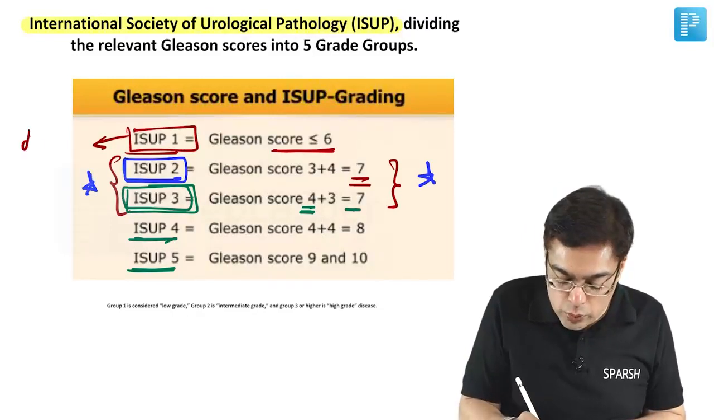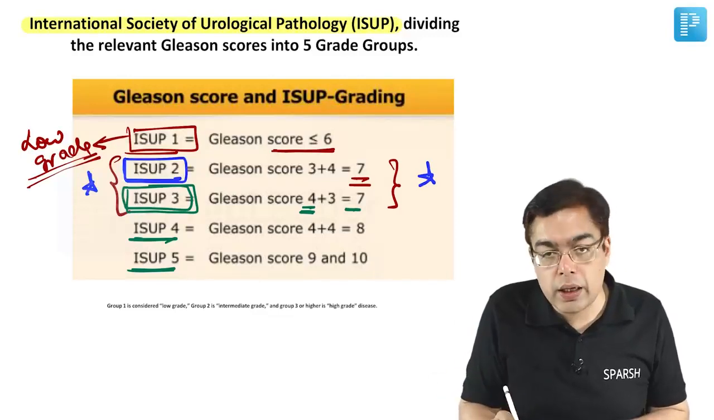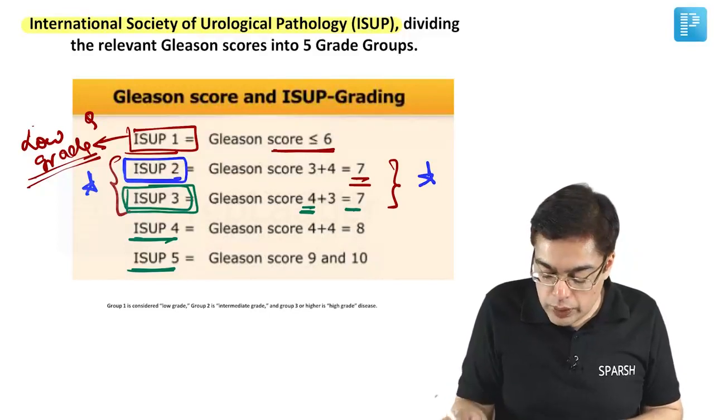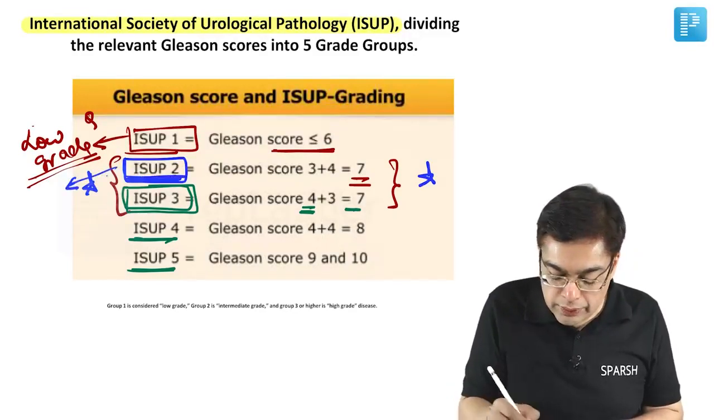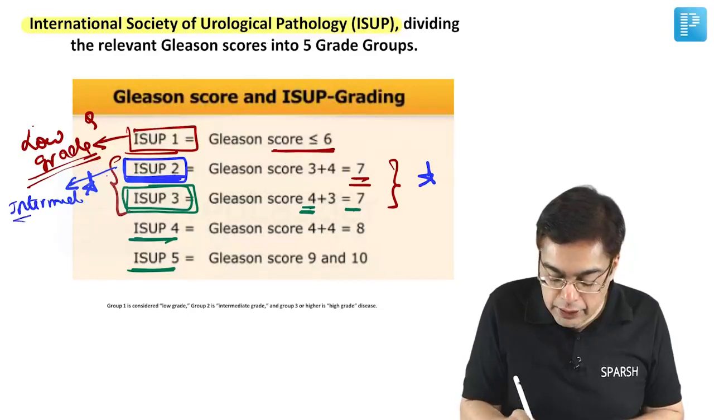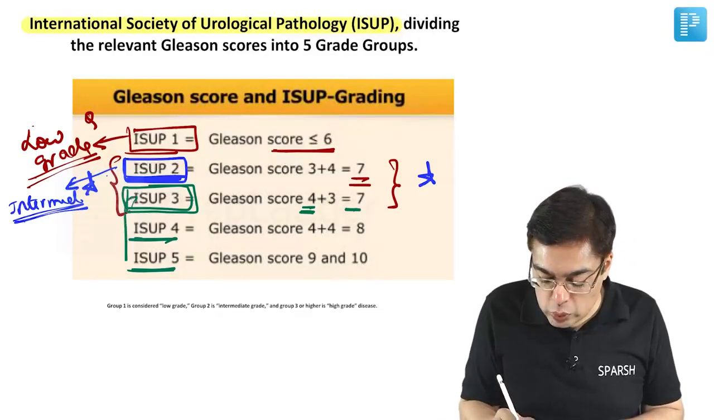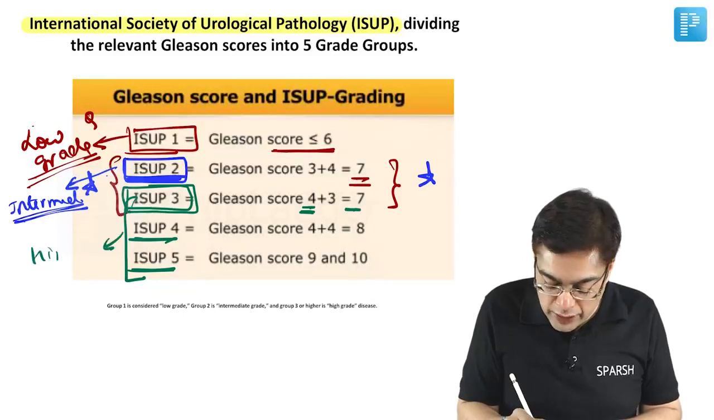So group 1 is what is going to be given the name of a low grade prostate cancer. Please remember that. Group 1, ISUP 1 is a low grade prostate cancer. The group 2 is what is going to be given the name of an intermediate grade. But as and when you are making a mention of anywhere close to group 3 to group 5, 3, 4, 5, this is what is going to be given the name of a high grade prostate cancer.